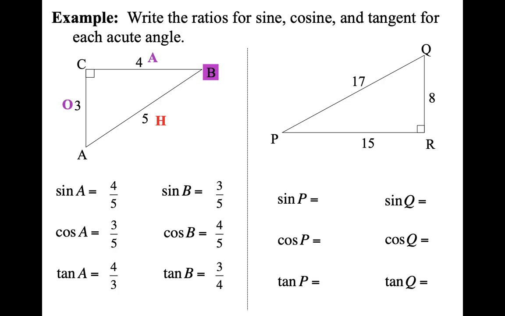I just want you to take a look at these values and see where we have things in common. The sine of angle A is actually equal to the cosine of angle B, and the cosine of angle A is actually equal to the sine of angle B. I'm going to say that again. Sine of A is 4 over 5, and cosine of angle B is 4 over 5. They're equal. Then the cosine of A is 3 over 5, and the sine of angle B is also 3 over 5, so they're equal.